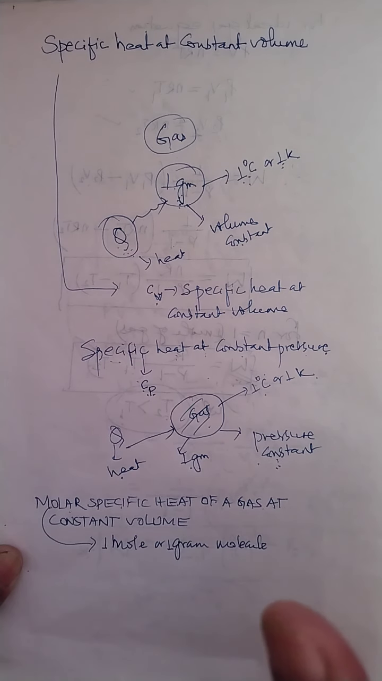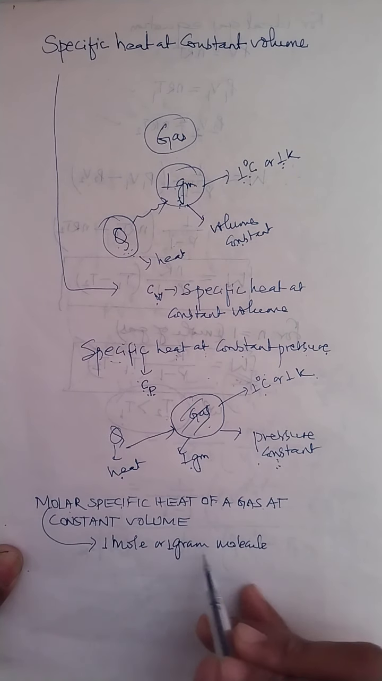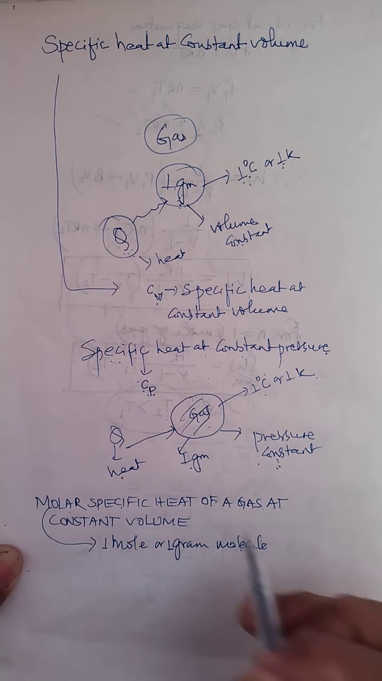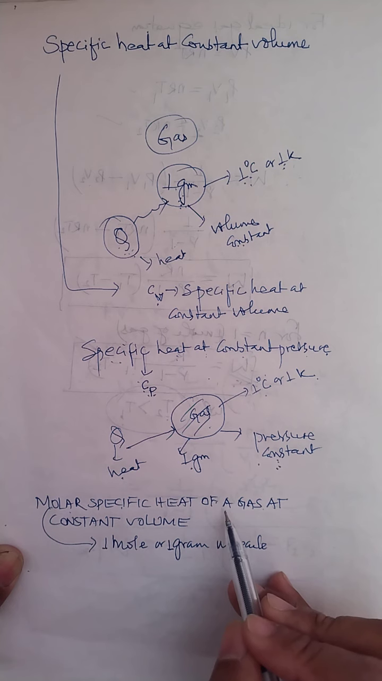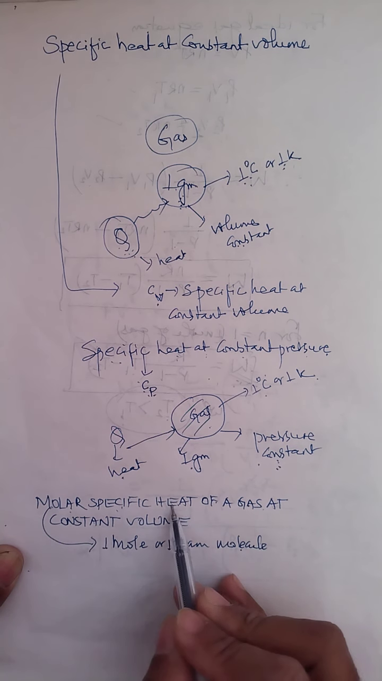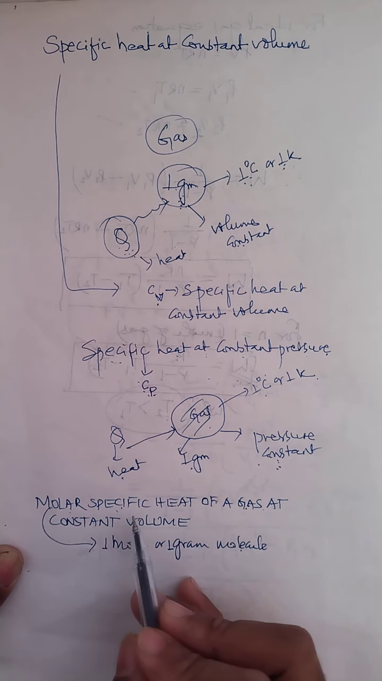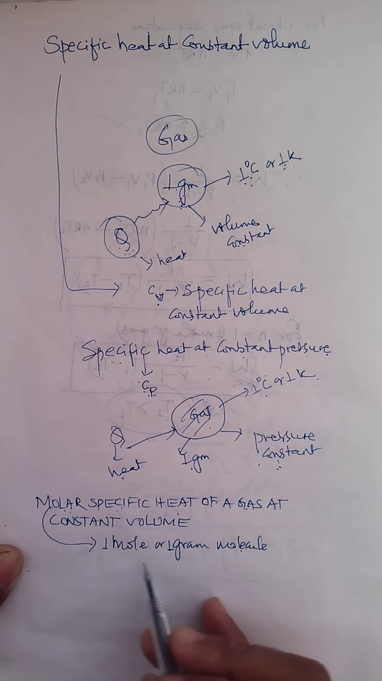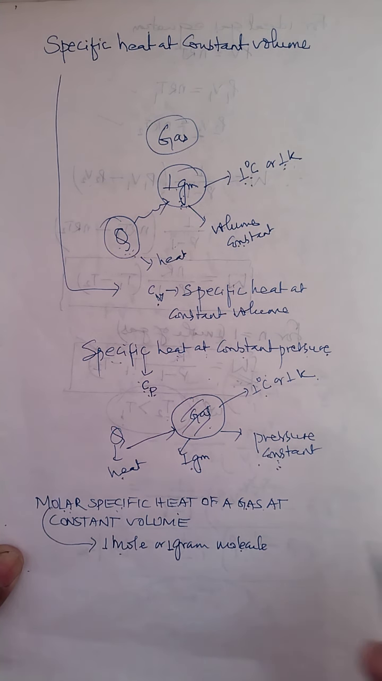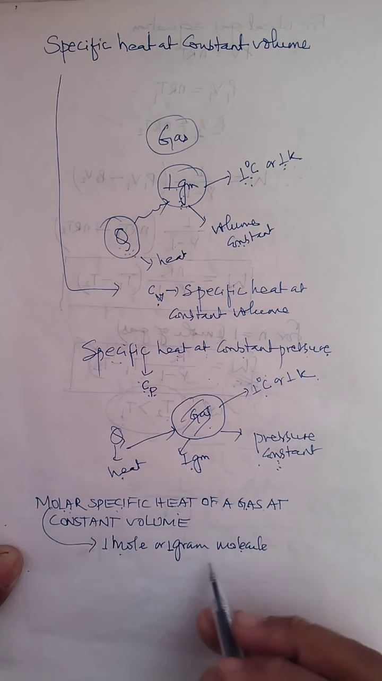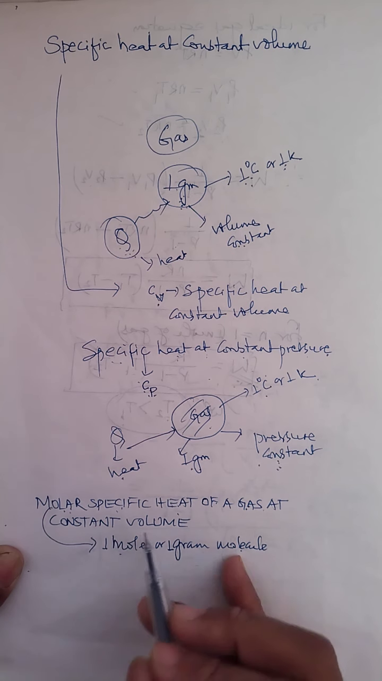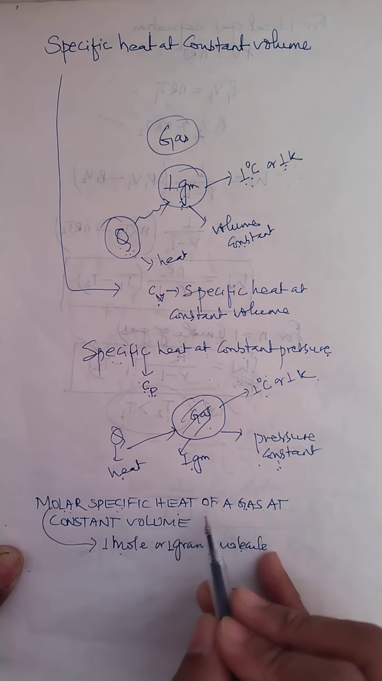So children, if I take 1 mole of gas or 1 gram molecule of the gas instead of 1 gram of gas, then the specific heat of the gas that we define is called molar specific heat of a gas. So in the specific heat term, if I use the word molar, this word molar is related to 1 mole or 1 gram molecule of the gas. That's why, instead of taking 1 gram of gas, if we consider 1 gram molecule, or 1 mole of the gas, then the specific heat is simply called molar specific heat of a gas.